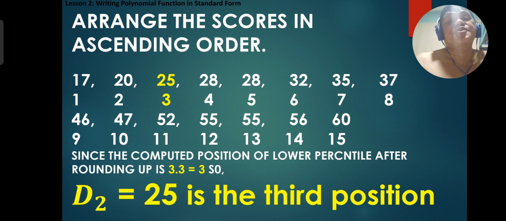We have 17 is 1, 20 is 2, 25 is 3, and so on to 60, the position is 15. Since the computed position of the lower percentile after rounding up is 3.3, we have 3. So the second decile now is in the third position. What is the number in the third position? It is 25. So we have the second decile, or D2, equal to 25, which is in the third position.